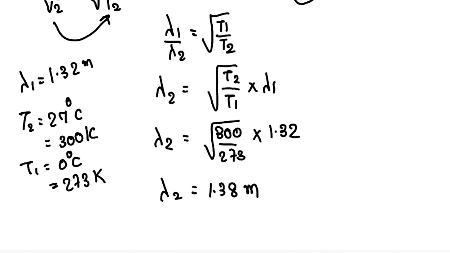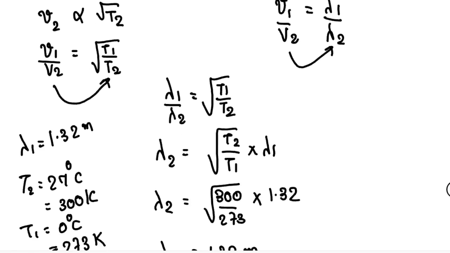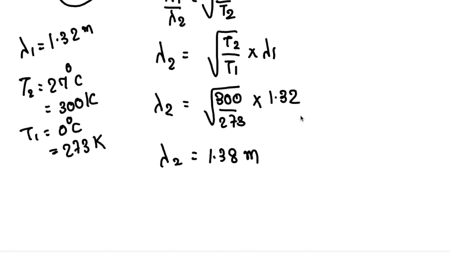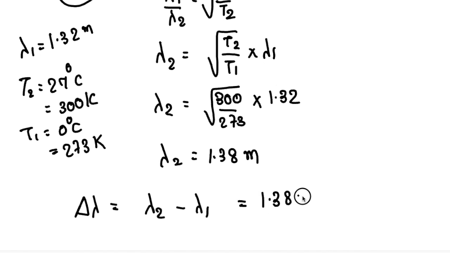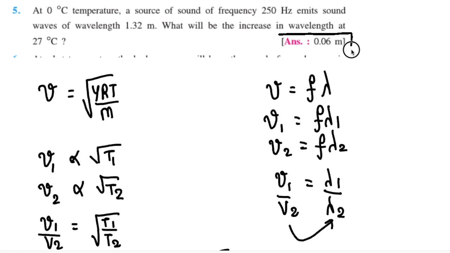Read carefully what they have asked us. They asked what will be the increase in wavelength. So here it is sure that wavelength is increasing if I am increasing temperature; from 1.32 it is becoming 1.38. So what is the change? Lambda 2 minus lambda 1 is equal to change in lambda, and that is 1.38 minus 1.32, that is 0.06 meter, and that is our final answer. Next question.